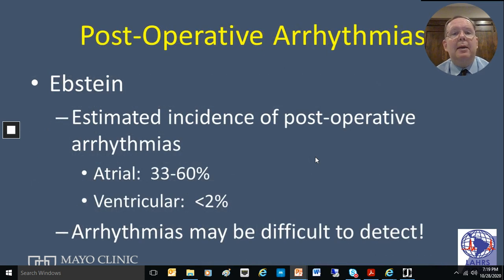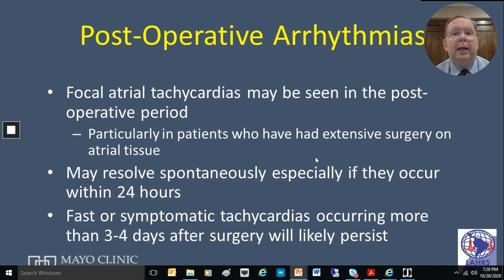Now, if we look in the immediate postoperative period, we also see arrhythmias as an issue. The estimated incidence of postoperative arrhythmias is atrial in about 33 to 60%, or ventricular in less than 2%. So atrial arrhythmias occur in at least half of the patients postoperatively, but these arrhythmias can be very difficult to detect. Focal atrial tachycardias may be seen in the postoperative period, particularly in patients who have had an extensive surgery on the atrial tissue. There are these small areas of atrial foci that get irritated by the surgery and therefore may fire off very quickly following the surgical procedure.